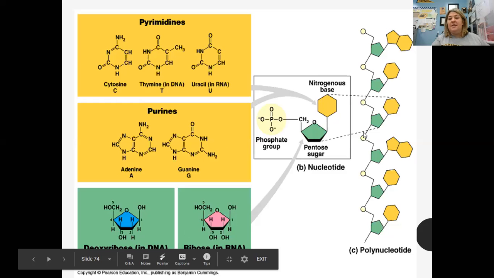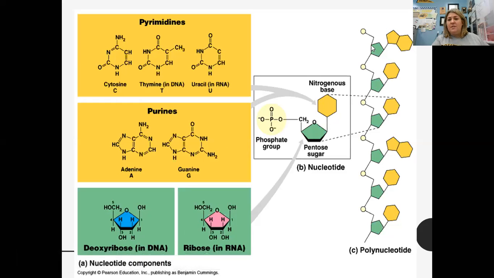And then these get put together. So this is your phosphate groups, these little circles. This is your pentose sugar. And then there are your bases. So it's a sugar, phosphate, and a base that all get put together. So a phosphate, there's your sugar, and there's your base. And then, of course, we know that the sequence of the bases is what makes each individual a little bit different.